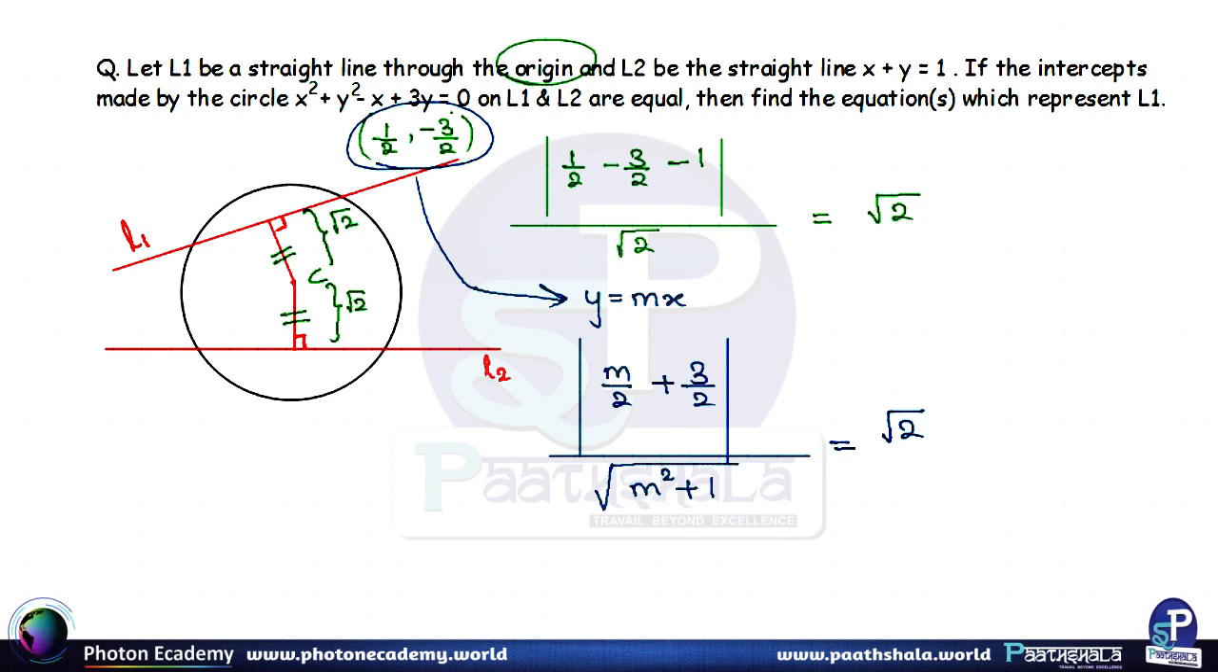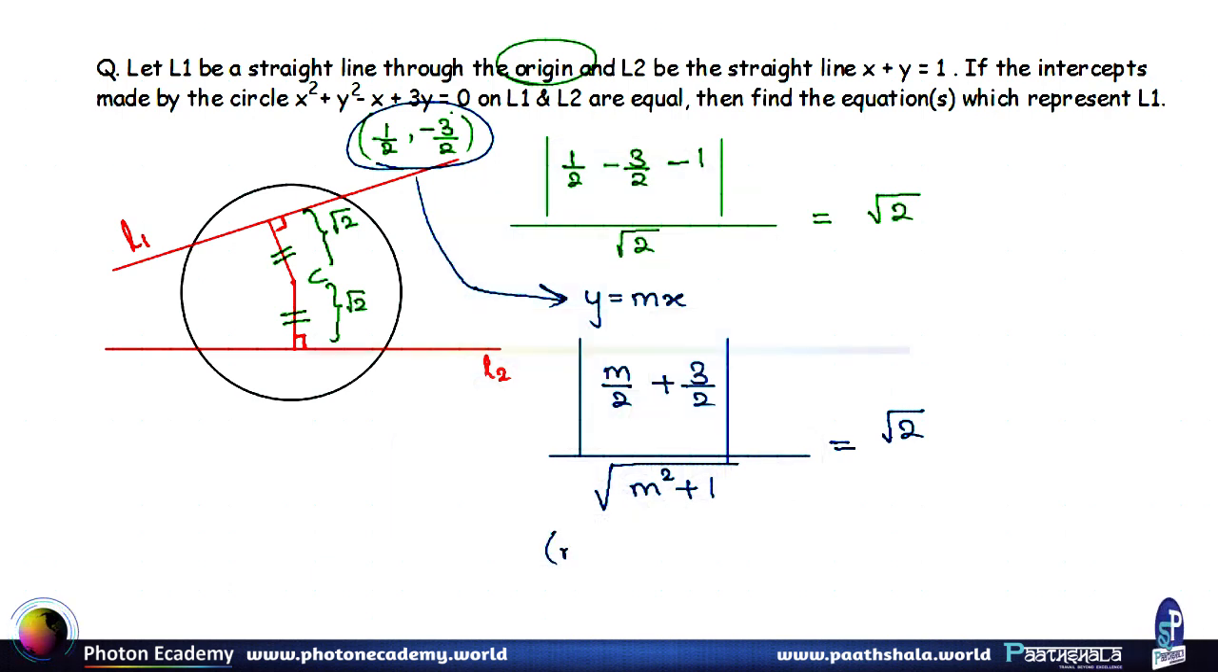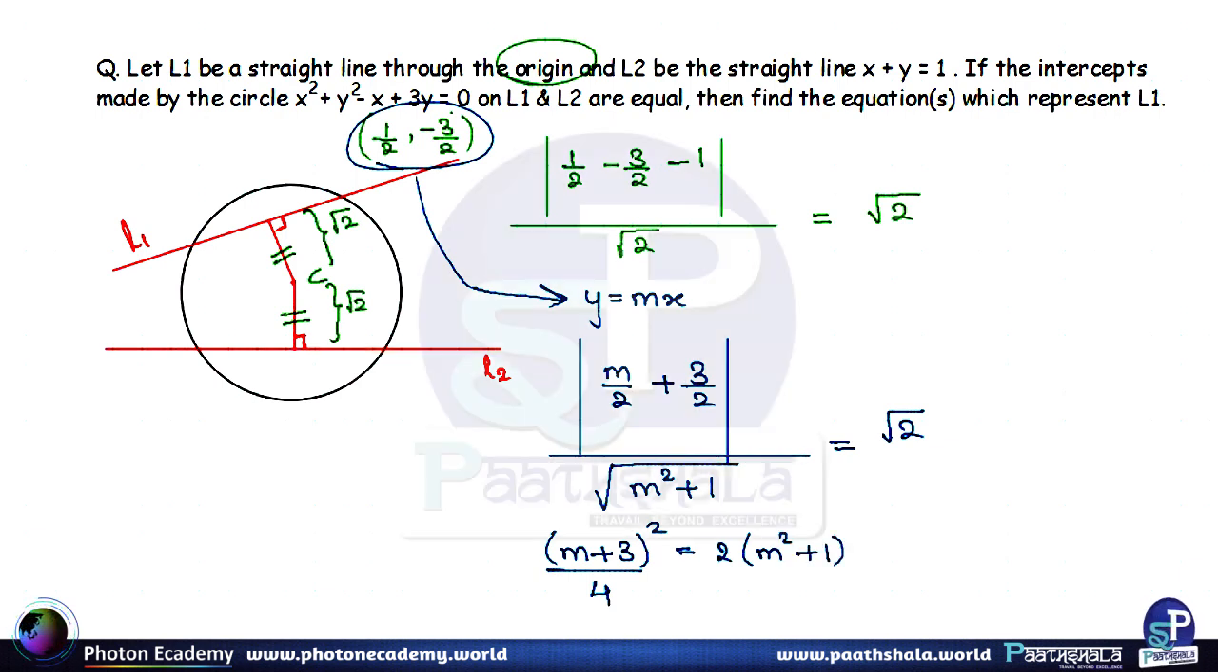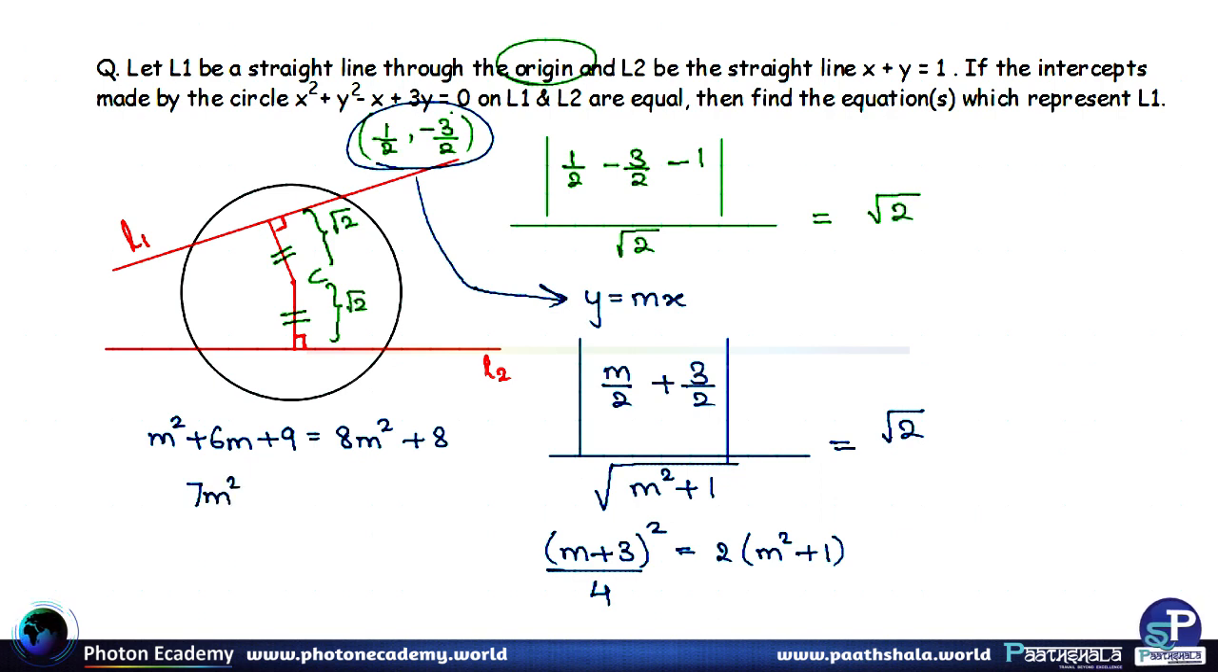So let's do a square. So this is (m + 3) square upon 4 is equal to 2 into (m square plus 1). Okay. So expanding, we have m square plus 6m plus 9 is equal to 8m square plus 8. This will become 7m square minus 6m minus 1 is equal to 0.